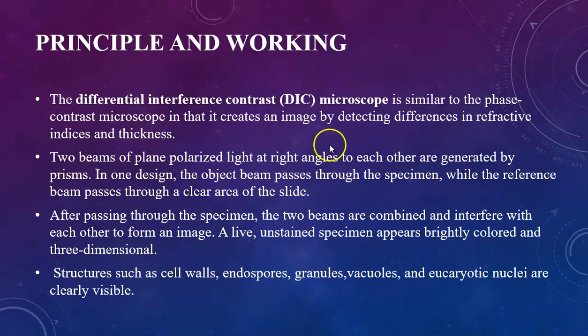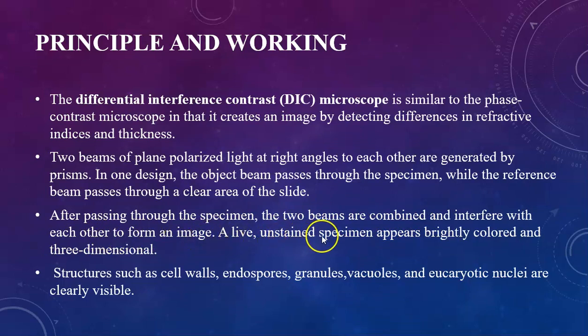So in one design, the object beam will pass through the specimen, while the reference beam, the second beam, will pass through a clear area of the slide. We know that the whole surface of the slide will not have the object. Some of the area will be covered by the object, but some part of the slide will be free, clear. Once they have passed, the two beams are combined and they interfere with each other to form an image.